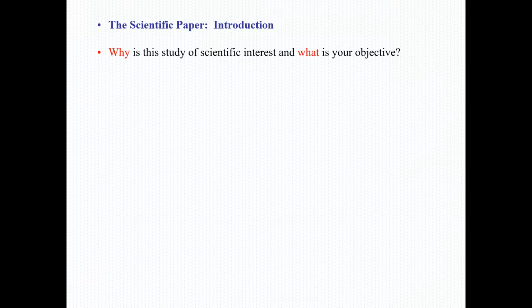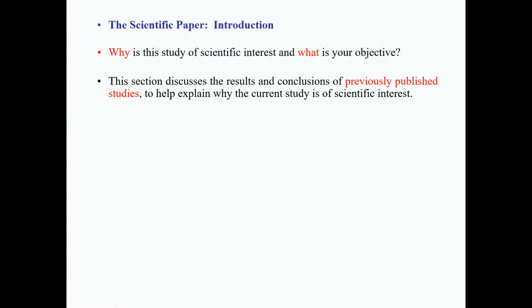So then, once you study the abstract, the reader goes towards the introduction. So what is the introduction section? It contains the answers to these questions: why is this study of scientific interest, and what is your objective? This is what people want to see, or what you normally express in your introduction section. This section discusses the results and conclusions of previously published studies to help explain why the current study is of scientific interest. You know that whenever a researcher enters a field, first of all they do a lot of literature review.